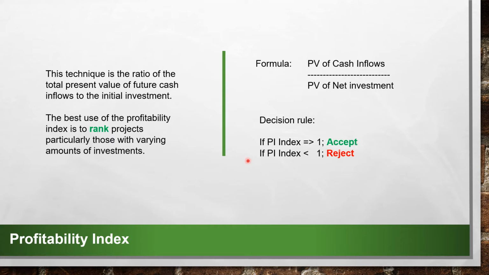And of course, the greater than 1, the better. Accept. If our Profitability Index is less than 1, we reject. Okay, that means there is no benefit. Our cost outweighs our benefit. So what's the use again of investing in that project? So if we rank, we rank starting from the highest Profitability Index down to the lowest.